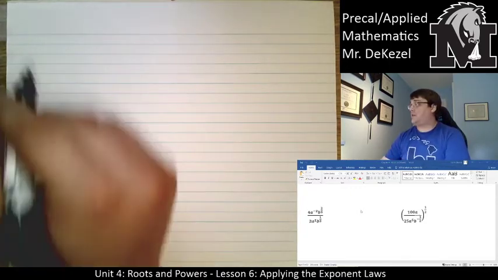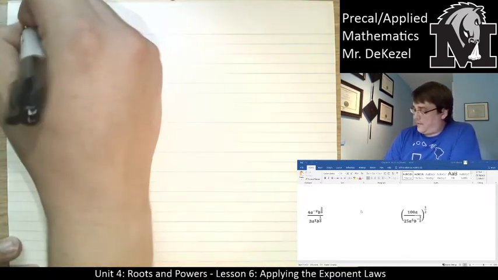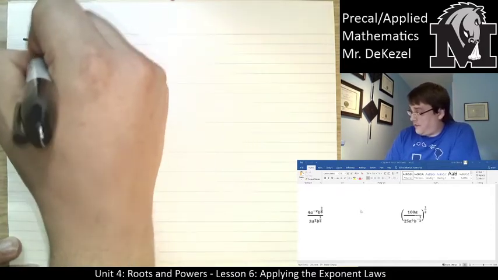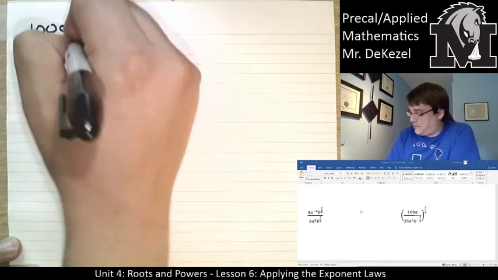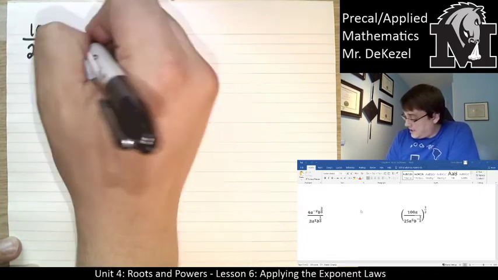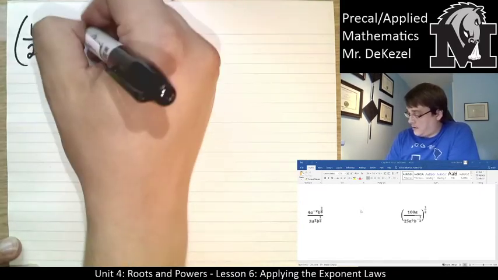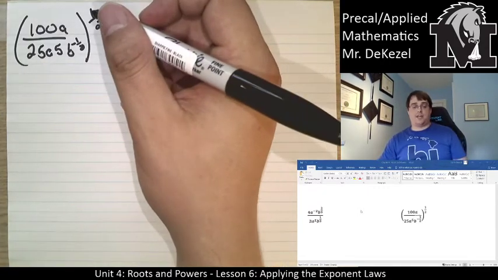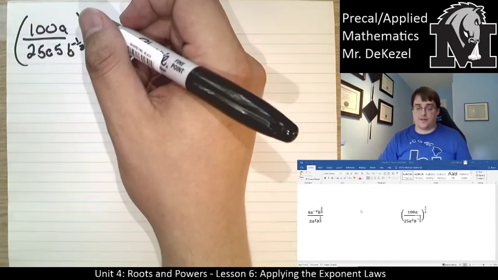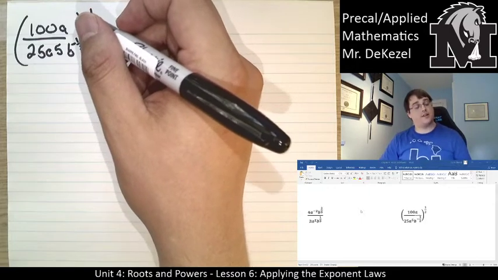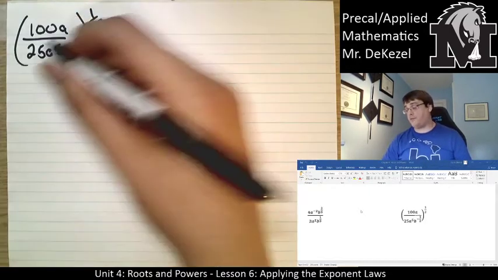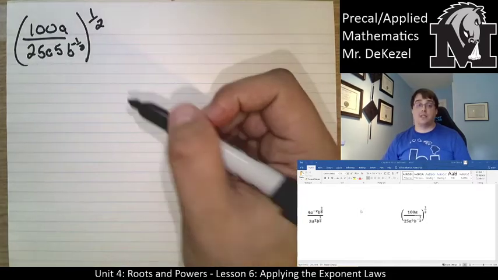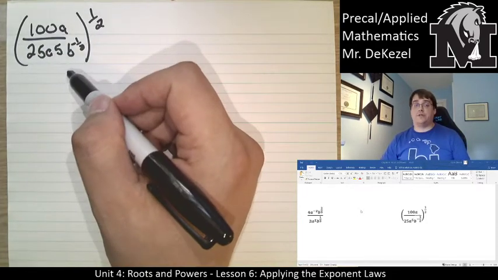Let's try the one to the right. We have 100a divided by 25a to the power of 5, b to the power of a half, negative a half, I should say, all to the power of 1/2. Let's not apply the exponent first. That would be a lot of applying the exponent through, 1, 2, 3, 4, 5 different times. Let's see if we can get this smaller before we do that.